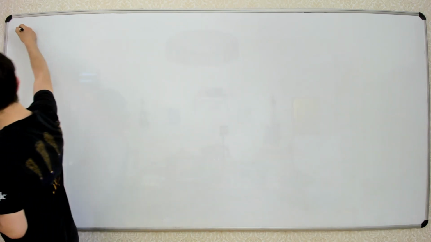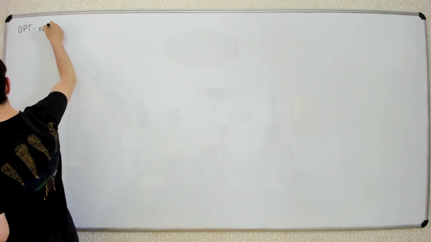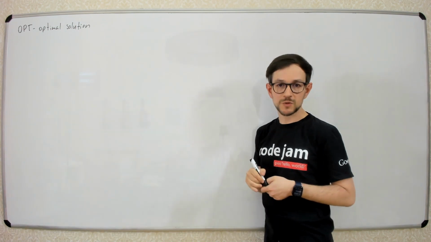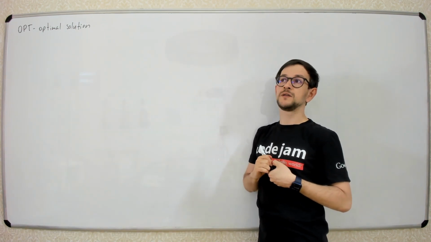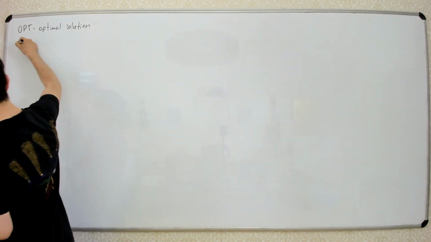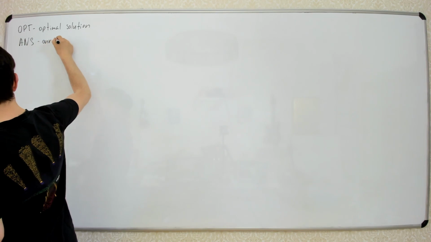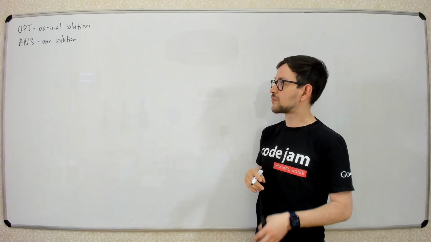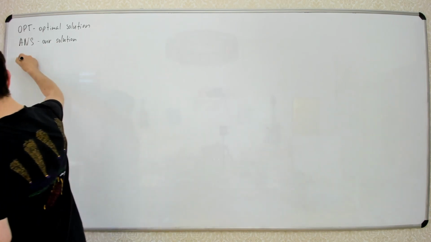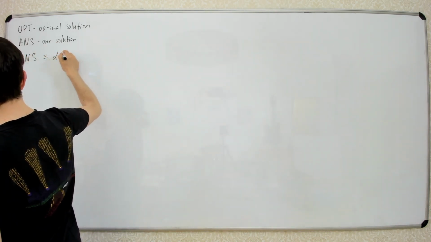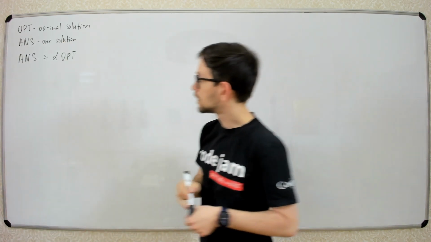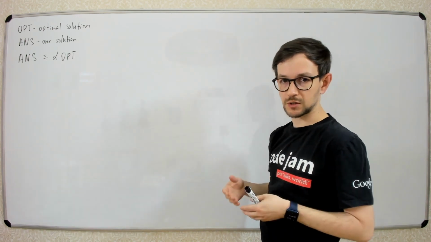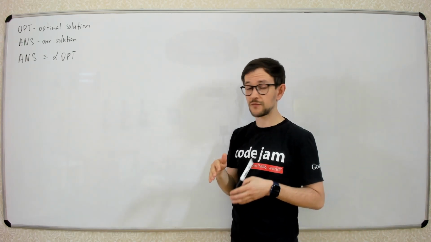So let's call it the optimal solution. We don't know how to find the optimal solution in polynomial time, but we can find some other solution. Let's say S, it's our solution. And we'll call our solution alpha optimal if it is at most alpha times opt. So if we can find some solution which is at most alpha times greater than the optimal solution, we'll call this algorithm an alpha optimal algorithm.